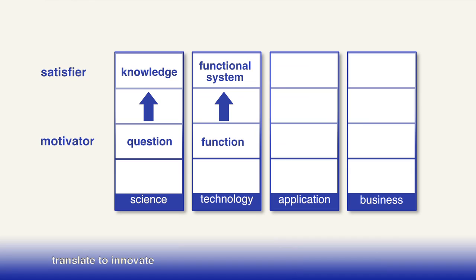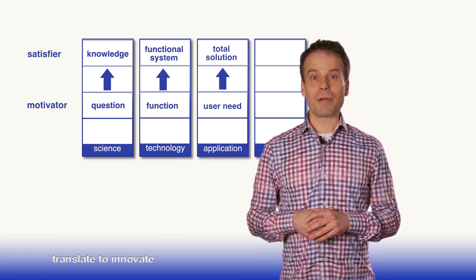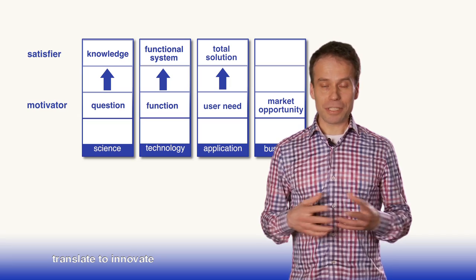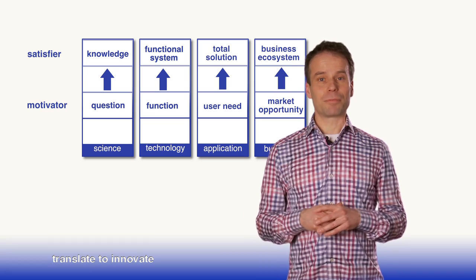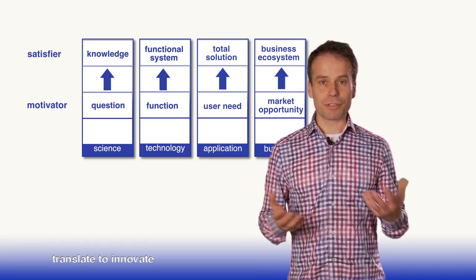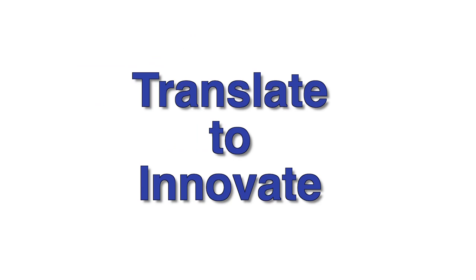created. An application expert feels connected to end users and sees their unmet needs. And the application expert is satisfied when problems are resolved and a total solution has been created for the users. A business person seeks market opportunities, and a business person feels satisfaction when a running business has been created, with products and money flowing between different parties in the business ecosystem.